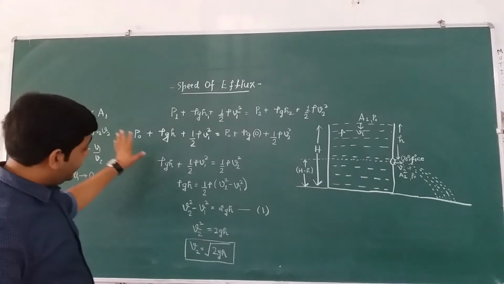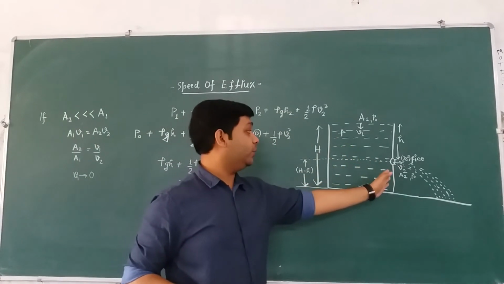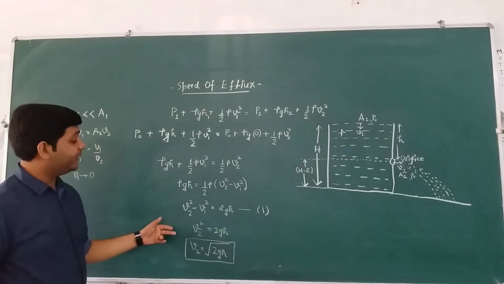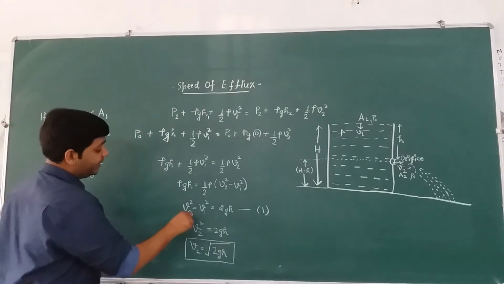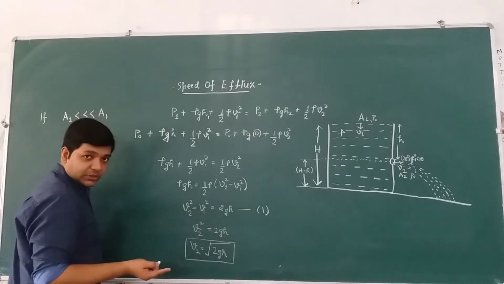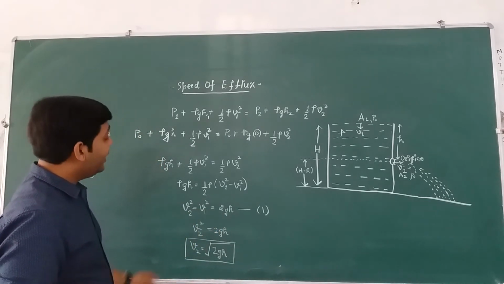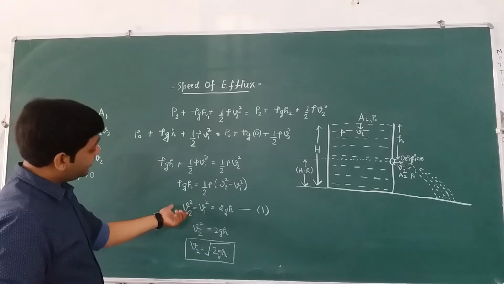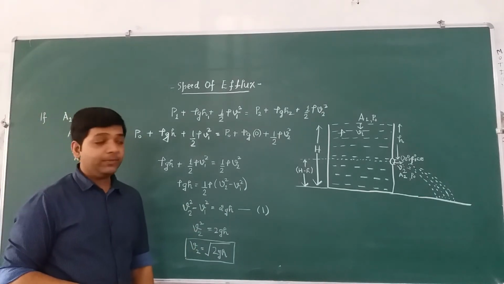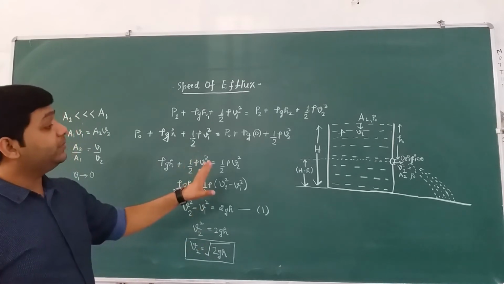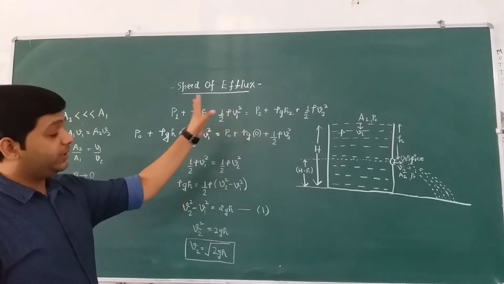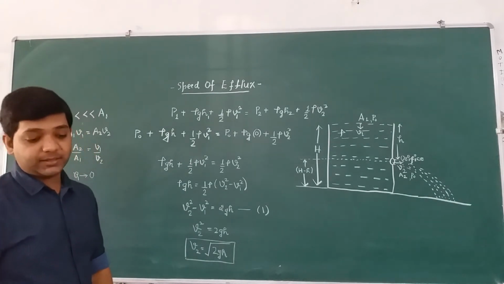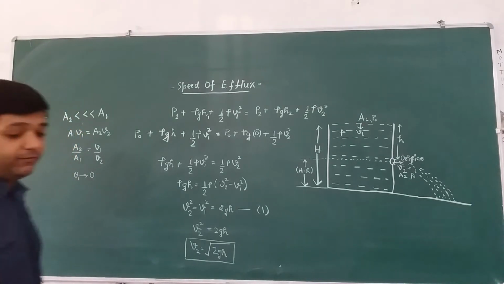Suppose the cross-sectional area A2 is not negligible as compared to the area of cross-section of the container, then we cannot make that assumption. We will take this equation and use the equation of continuity A1 V1 is equal to A2 V2, and then derive the velocity of efflux. But in 99% of questions we assume that the area of the orifice is negligible as compared to the area of the container, so we use this result in 99% of the questions. Fine. So please copy it down and then we shall proceed further.